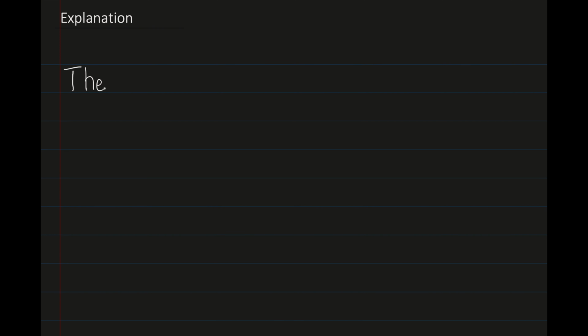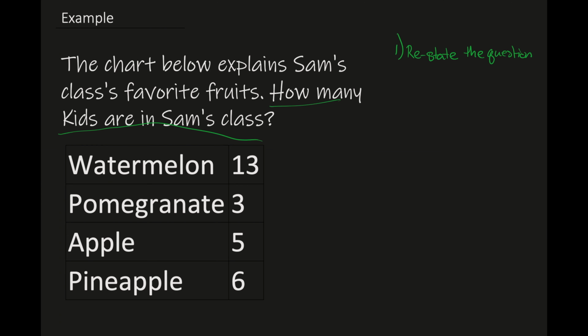The number of kids in Sam's class is blank. You see I'm restating the question here. I don't know the answer yet, so I'm not going to write it. But this is how you're going to start off any explanation, by restating the question.